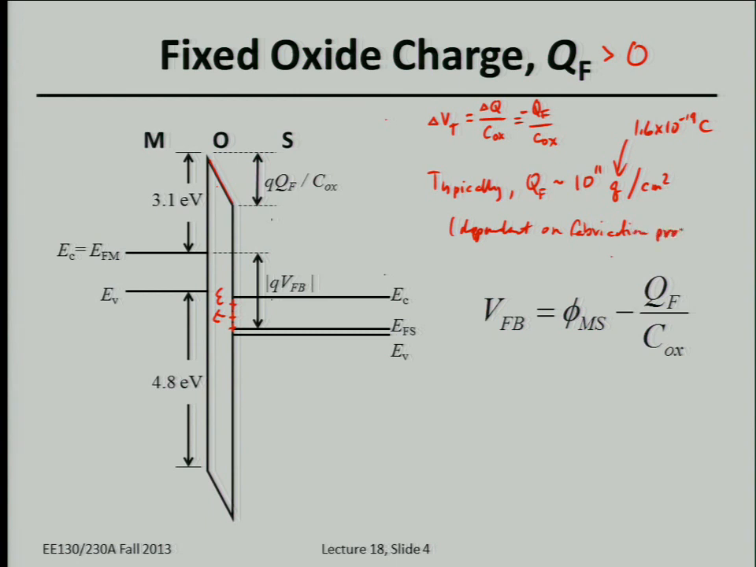So those of you who are taking EE130 have learned about thermal oxidation and the impact of annealing, the temperature and time and ambient on QF. But basically, this depends on the details of the fabrication process. Basically, the way we account for the impact of fixed charge, which is always present, is just to lump it into the flat band voltage.